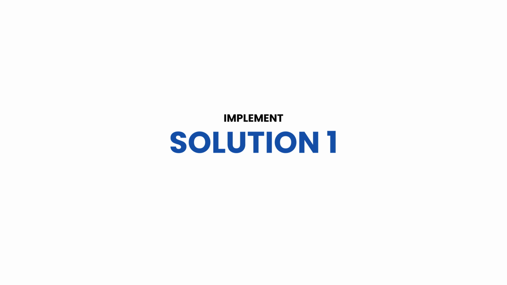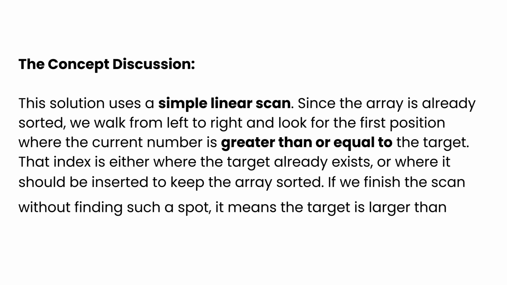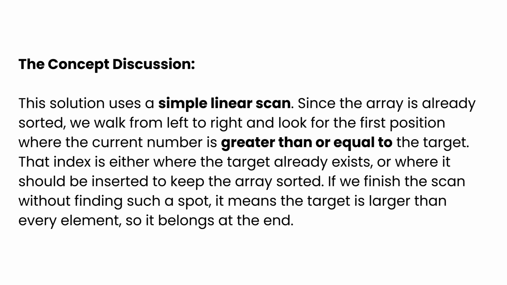Let's try to implement it using solution 1. Time complexity is O(n). Space complexity is O(1). This solution uses a simple linear scan. Since the array is already sorted, we walk from left to right. We look for the first position where the current number is greater than or equal to the target.